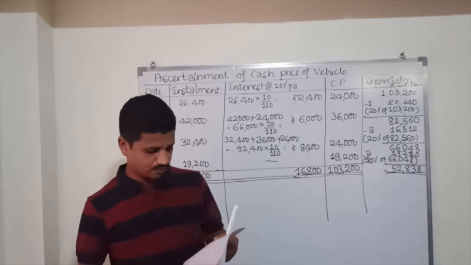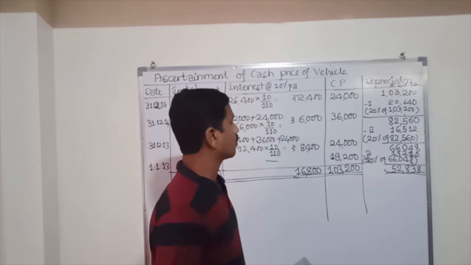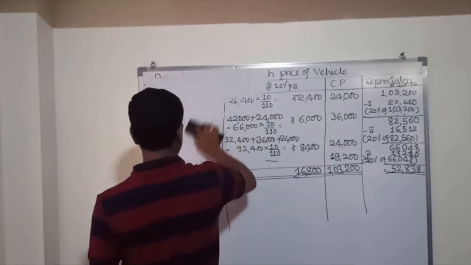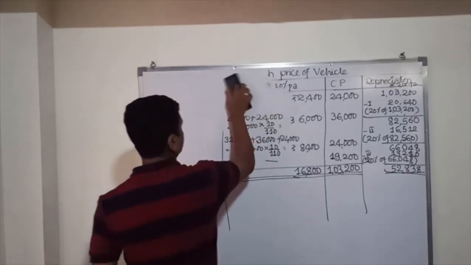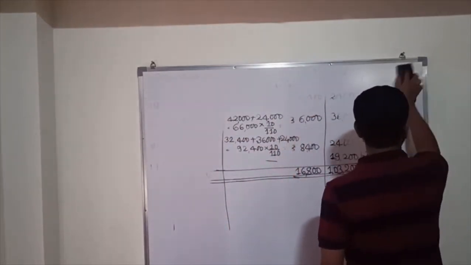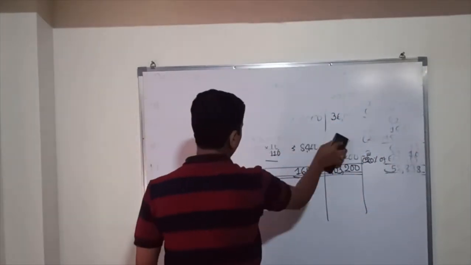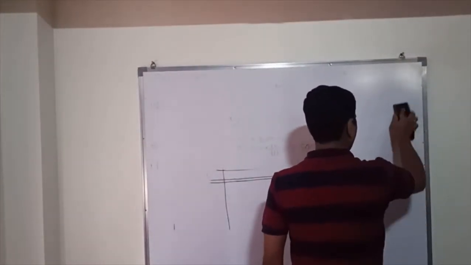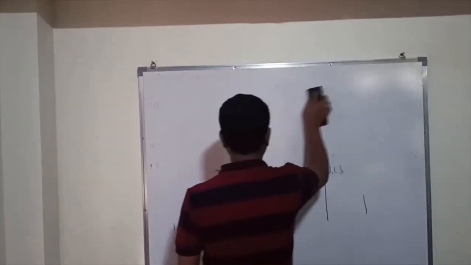So now we need to prepare. Here we are asked to prepare the hire vendors account and the vehicle account. So let's go for preparing the vehicle account here. It takes a few seconds to rub this board, and immediately we will switch to preparation of the vehicle account. The vehicle account and hire vendors account we should prepare in the books of the hire purchaser here.